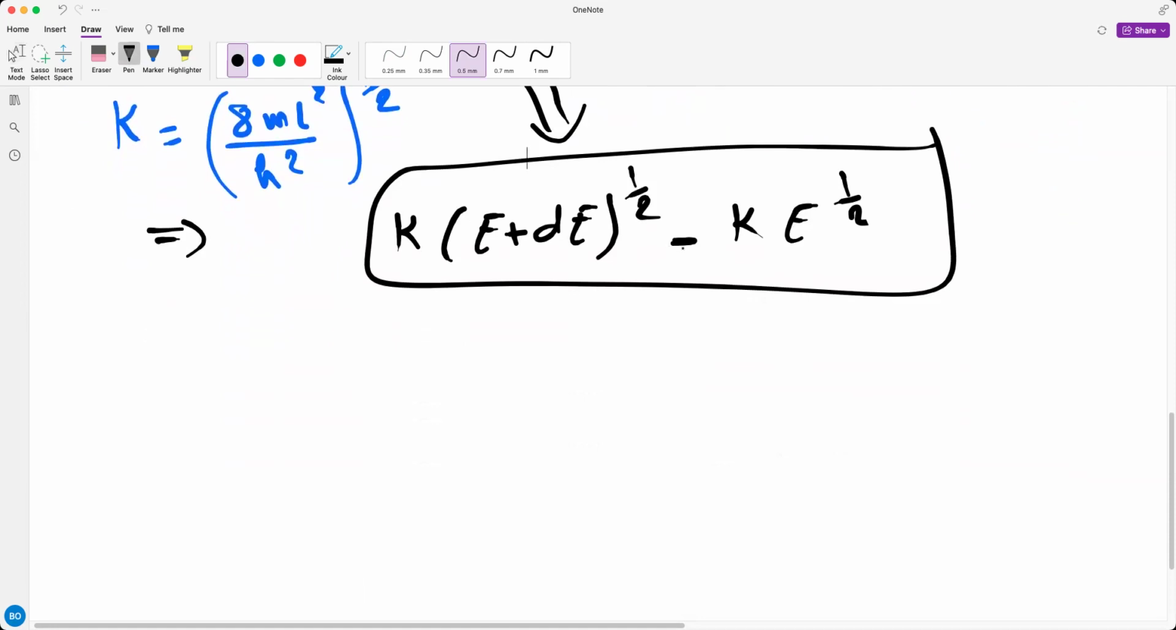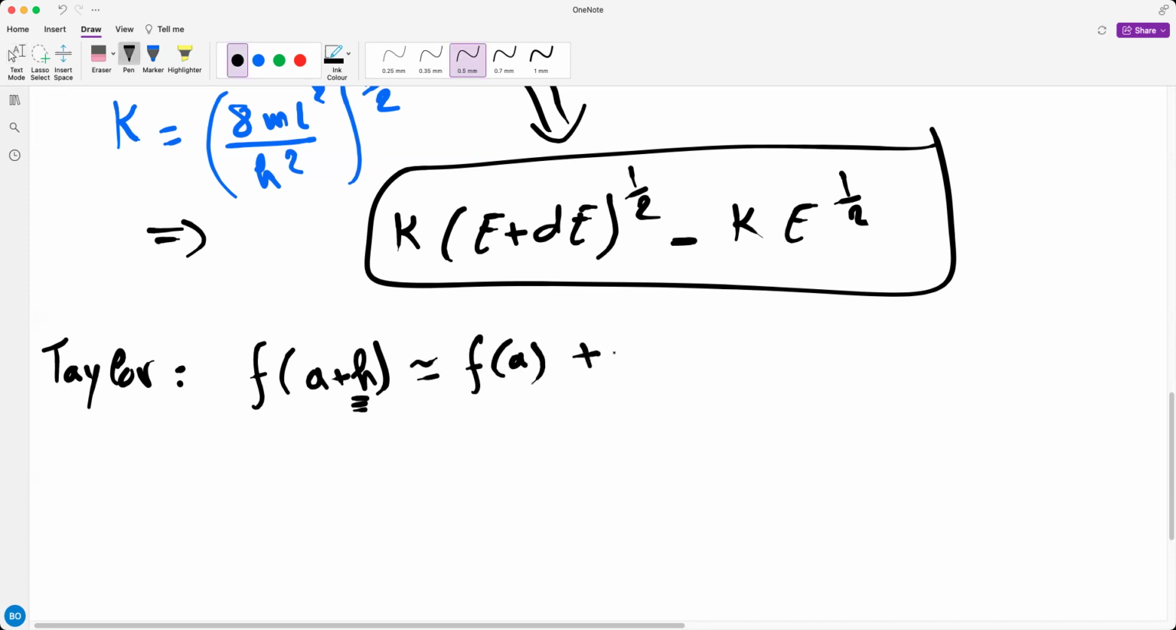Now here, what I can do is the Taylor expansion. Taylor expansion tells me that if I have a function f(a plus h), where h is a small value, this is approximated by f(a) plus h times f prime of a, the first derivative. Let's apply it here.